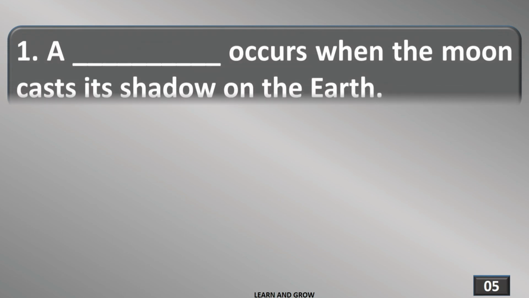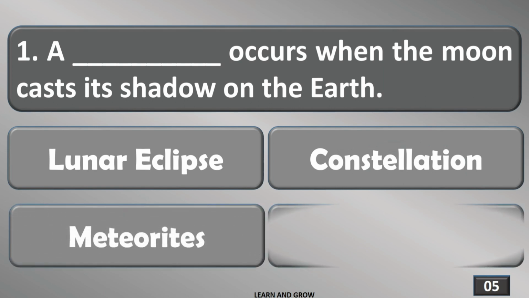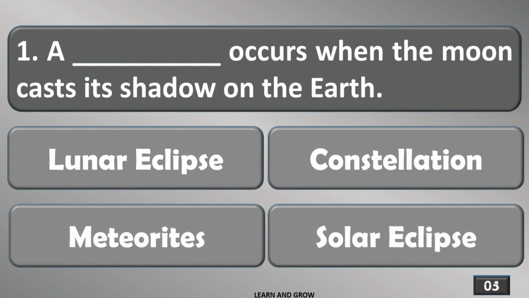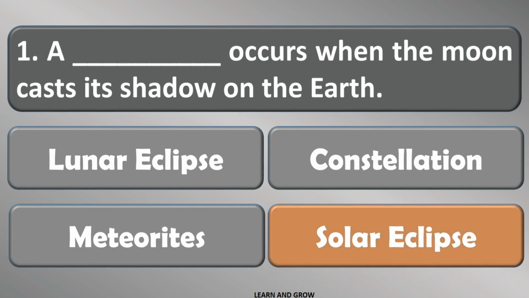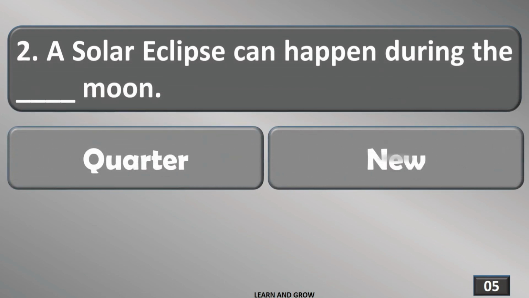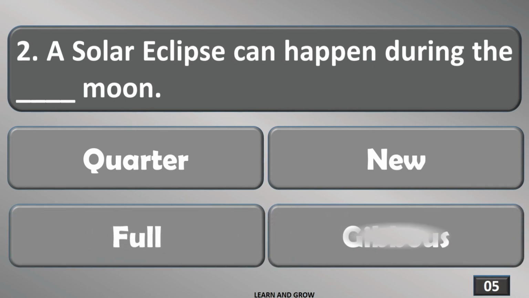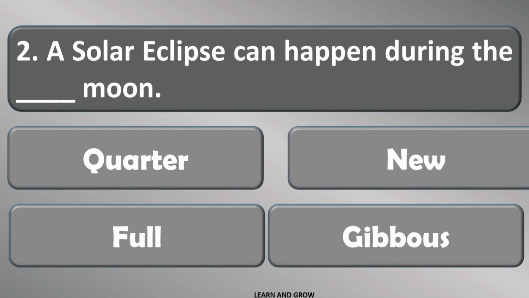A gap occurs when the moon casts its shadow on Earth. Right answer is solar eclipse. A solar eclipse can happen during the gap moon. The right answer is new moon.